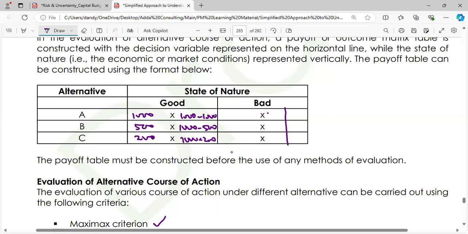Then, of course, I will do the same thing under bad. Whatever figures I've been given under bad, I will find the highest figure, then deduct each figure in the column from it.